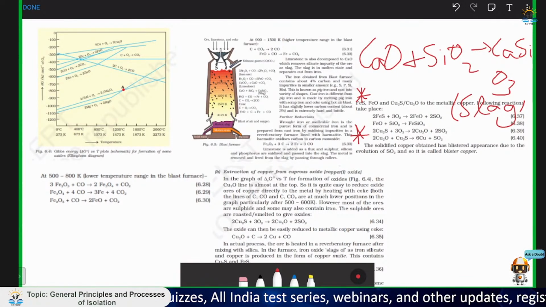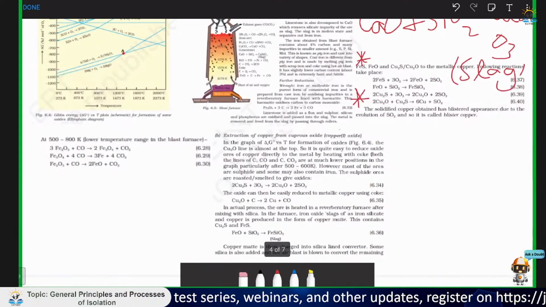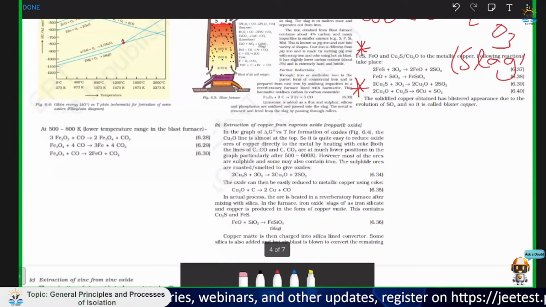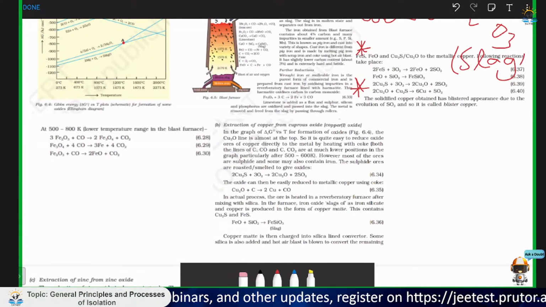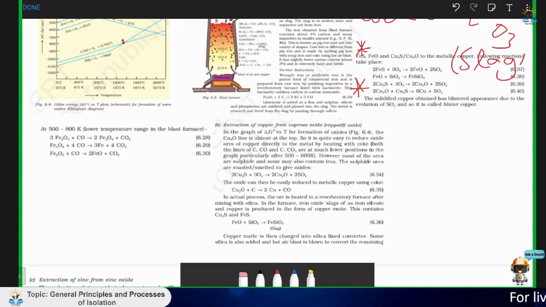So that was the iron extraction. Now copper extraction, enriching reactions. Copper extraction, you're gonna do it from copper pyrites, because you don't have a very good copper oxide ore. So basically, you roast copper: Cu2S plus 3O2 gives 2Cu2O plus 2SO2.